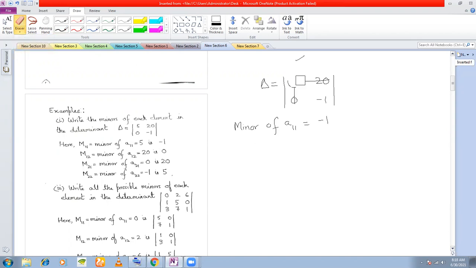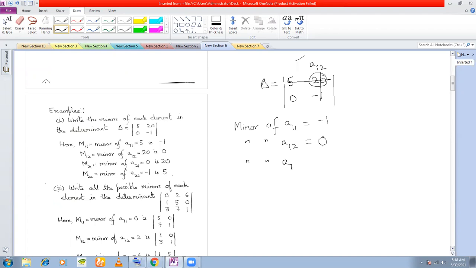Similarly, suppose I want to evaluate the minor of this element, the element A12. What will I do? This element belongs to the first row, so I will hide the first row, and since it belongs to the second column, I will hide the second column. I'm left with 0. You will get 0 as the minor of this element.